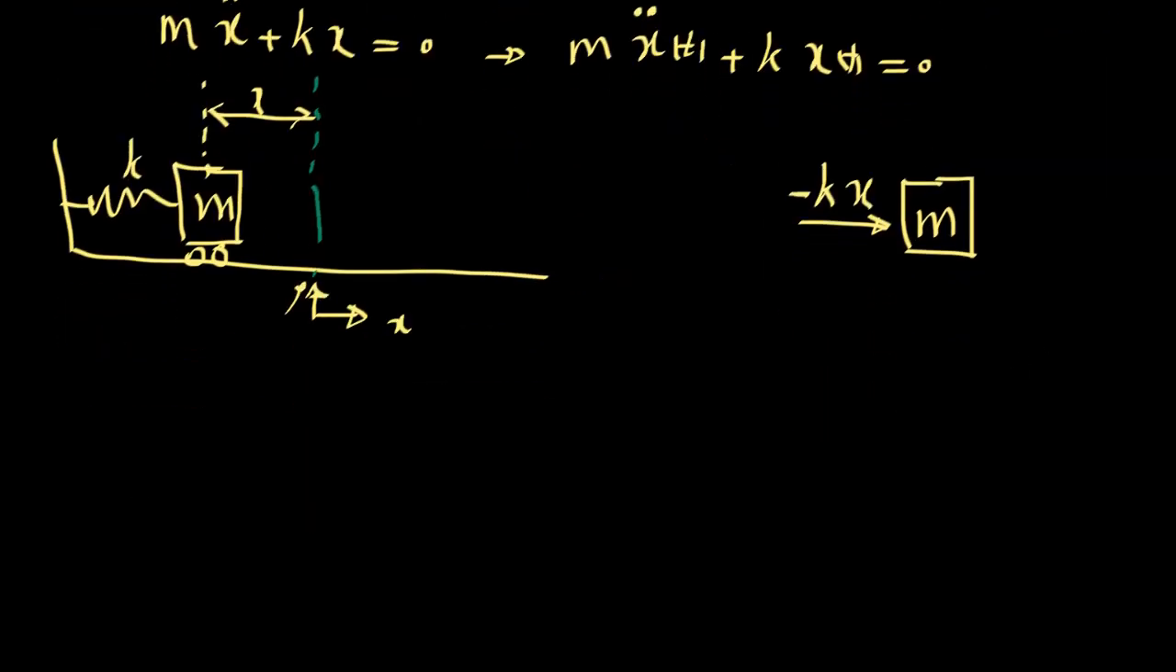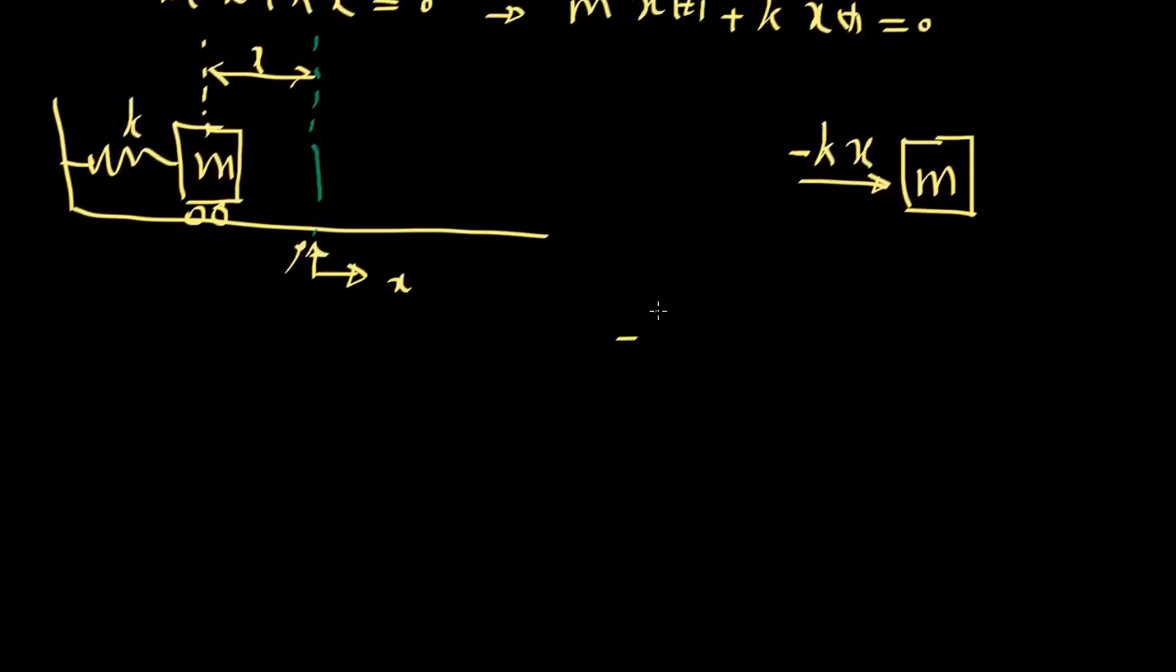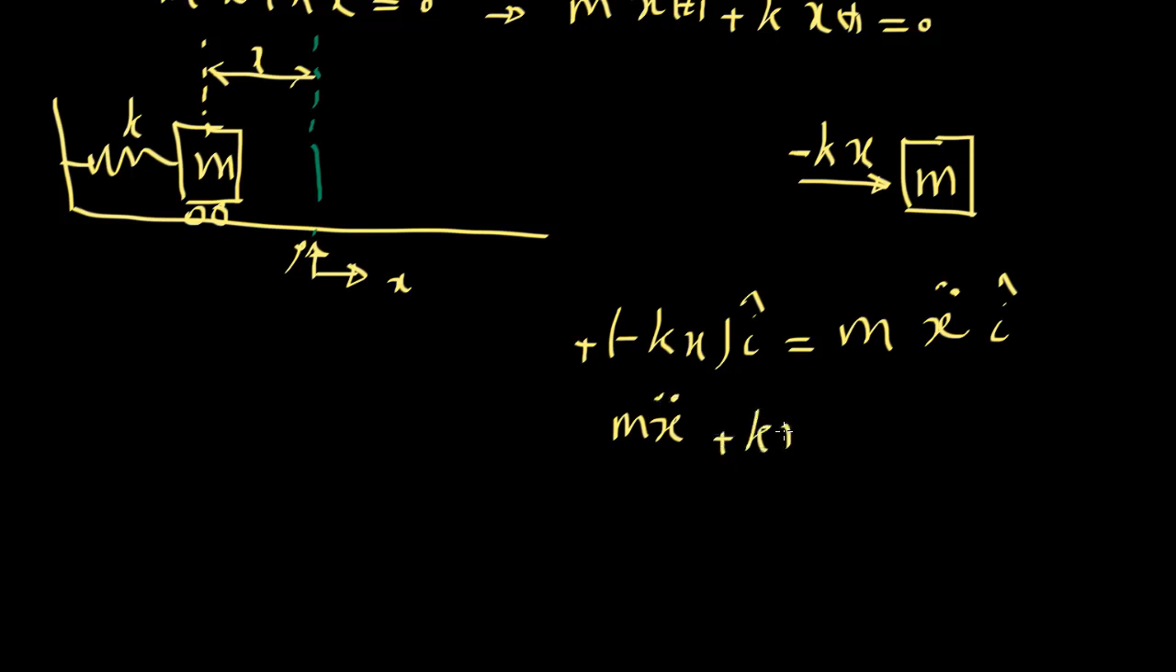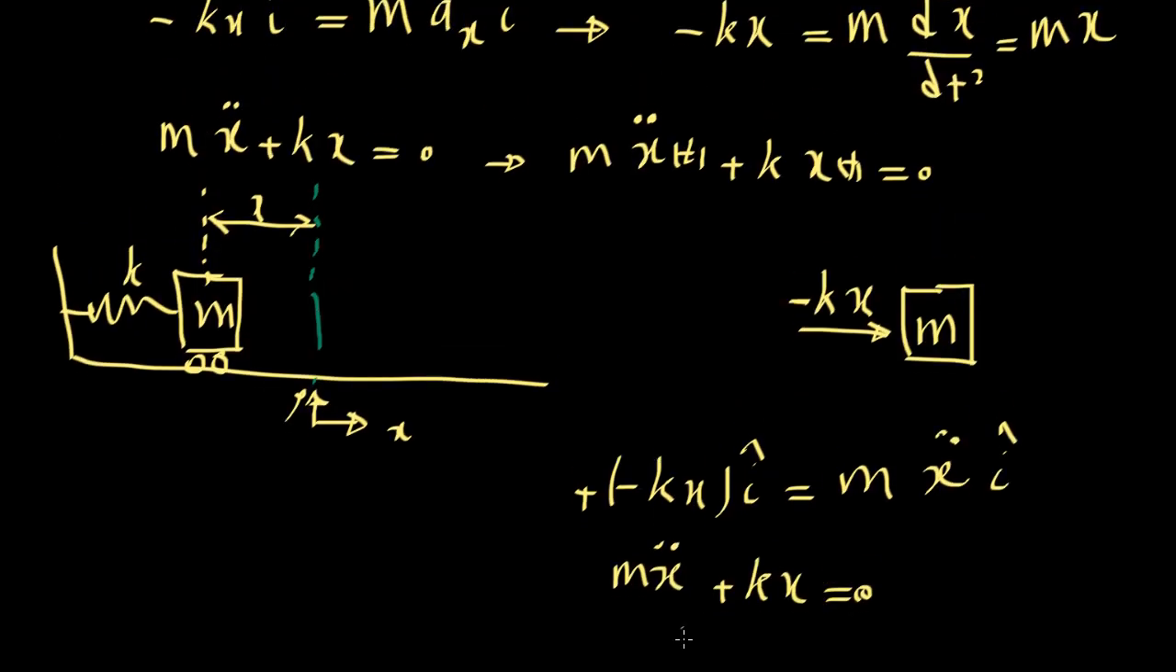And again here, if I write down the equation, it would be minus kx in the i direction. The force is rightward, and the value of the force is just minus kx. Basically, this is positive for the rightward direction. It is equal to ma, and a here is just x double dot in the i direction. If we drop the vector notation and bring this term to the other side of the equation, we get m x double dot plus kx is equal to 0. So you can see that we got the same equation.